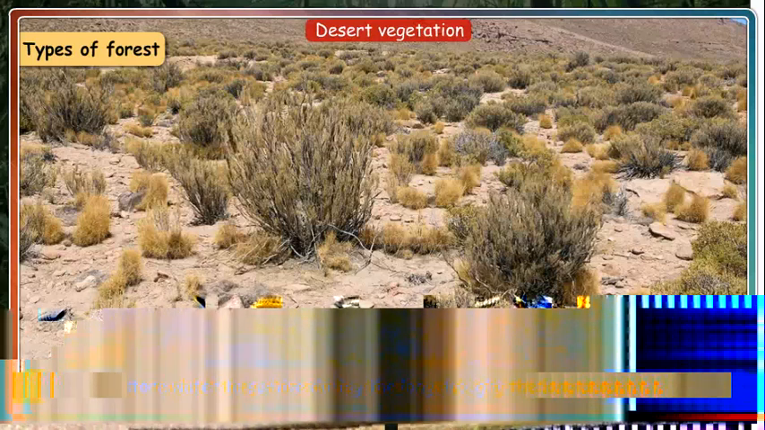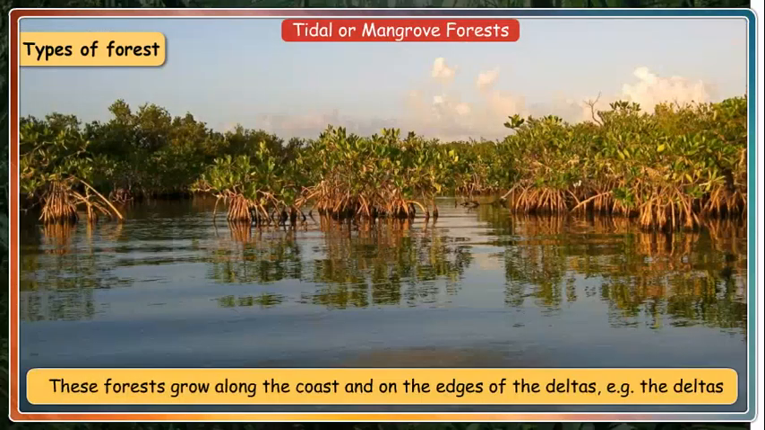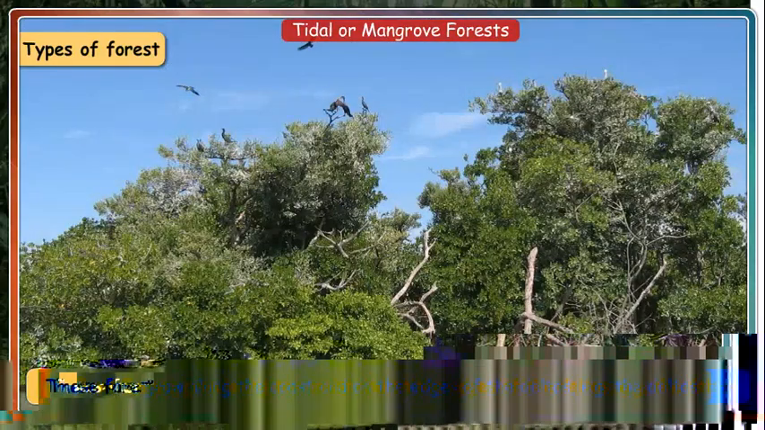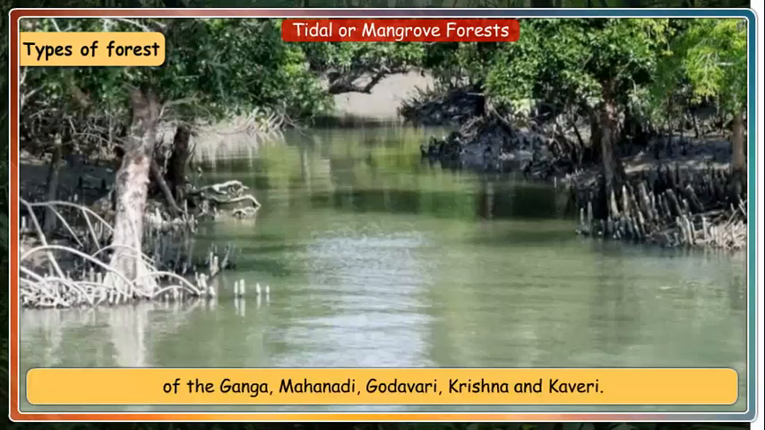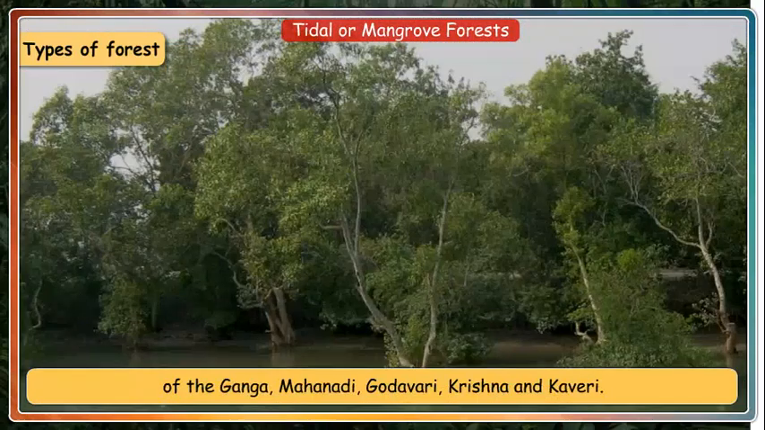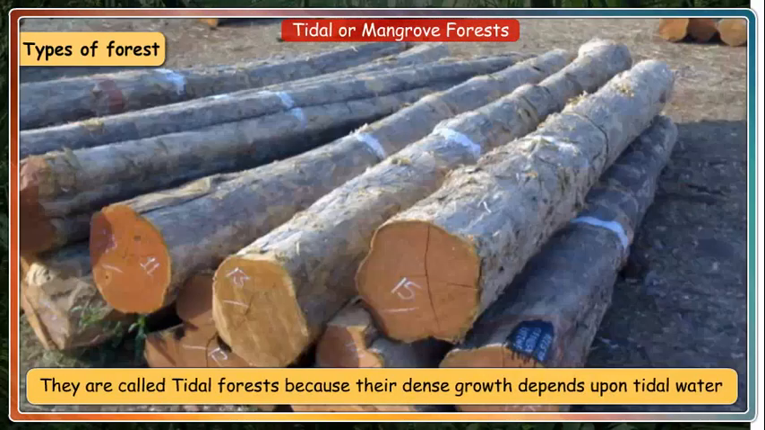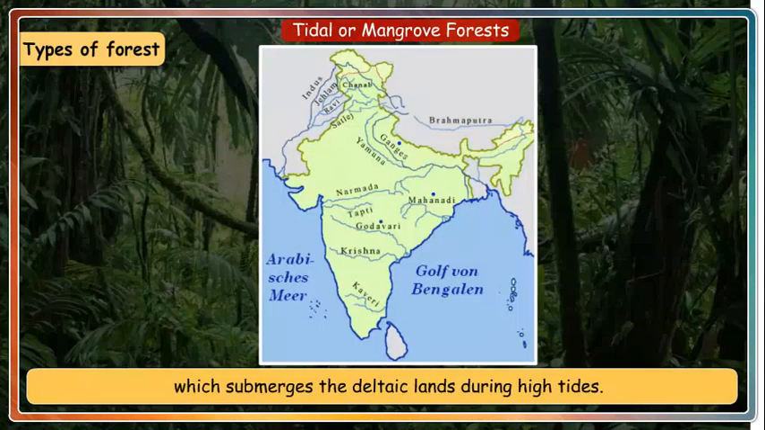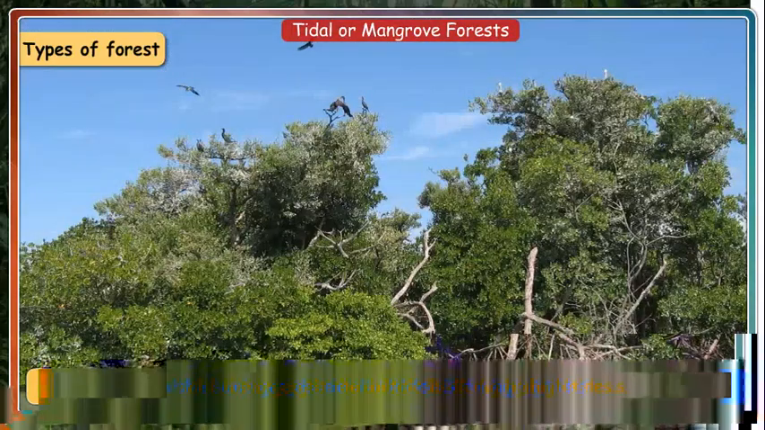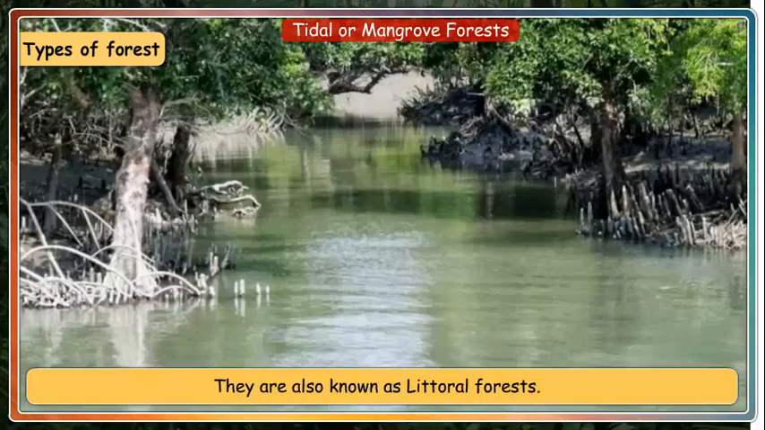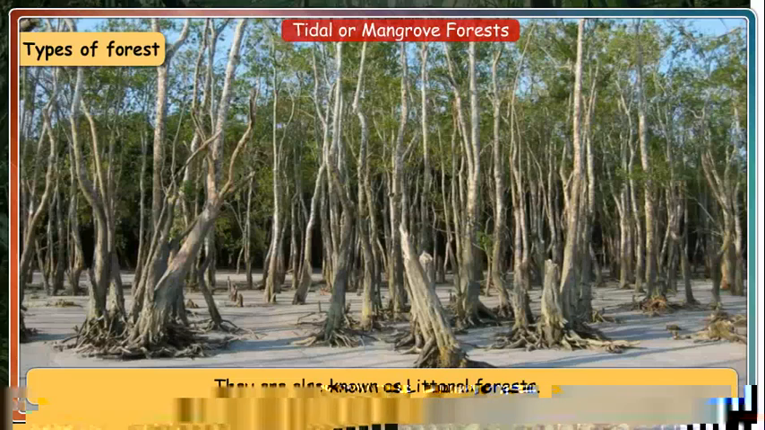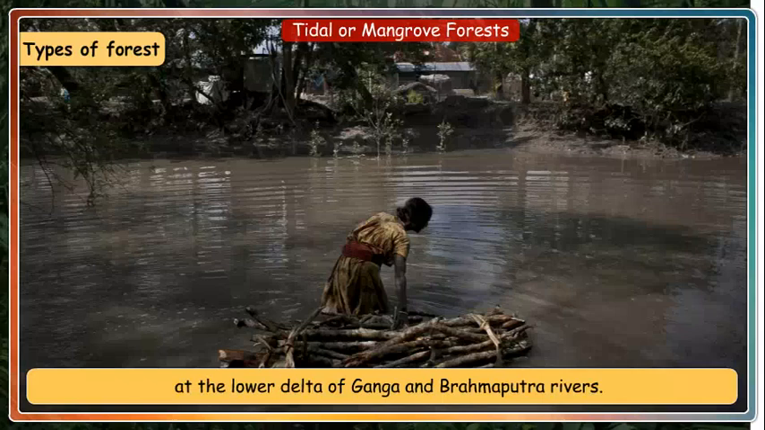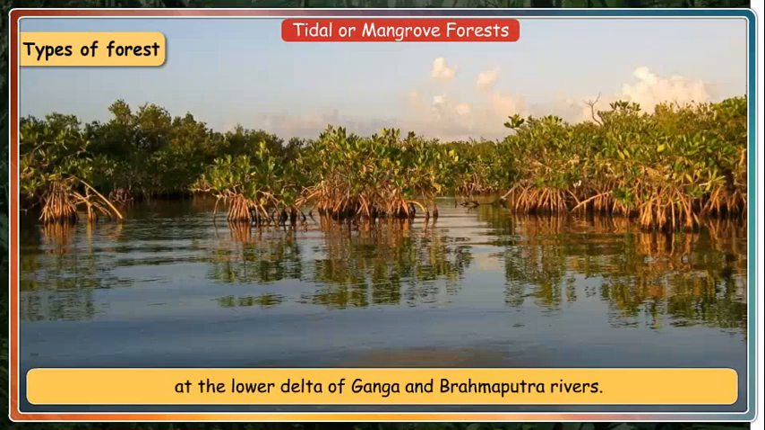Tidal or mangrove forests. These forests grow along the coast and on the edges of the deltas, for example, the deltas of the Ganga, Mahanadi, Godavari, Krishna, and Kaveri. They are called tidal forests because their dense growth depends upon tidal water, which submerges the deltaic lands during high tides. They are also known as littoral forests. An example of the mangrove forests is the Sundarban located at the lower delta of the Ganga and Brahmaputra rivers.